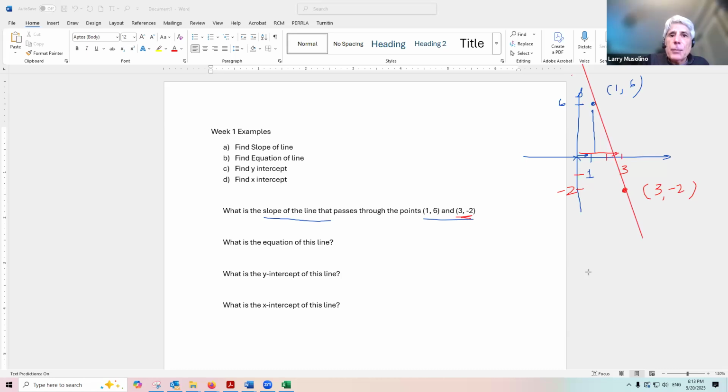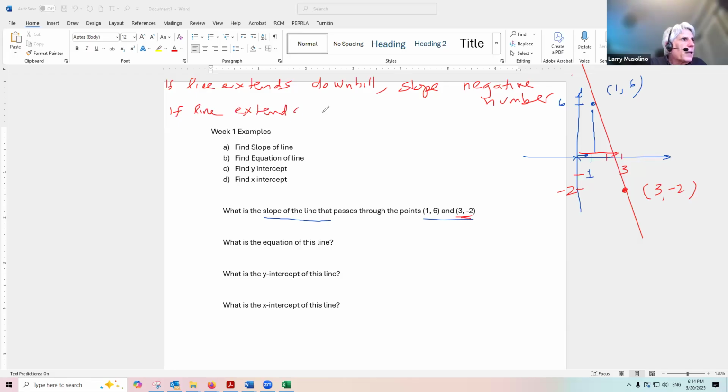Now, the slope is just a number that measures how steep the line is. When a line goes downhill like this, the slope is going to be a negative number. Let me make a note of that because that's going to be useful to keep in mind. If the line extends downhill, going downhill from left to right, then the slope is a negative number. What about if the graph went uphill? If the line extends uphill, going from left to right, then the slope should be a positive number. So slope is a positive number.